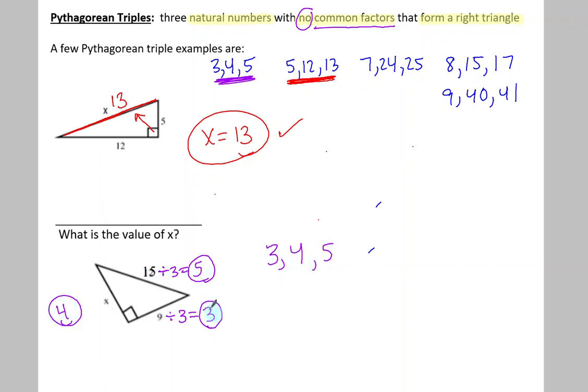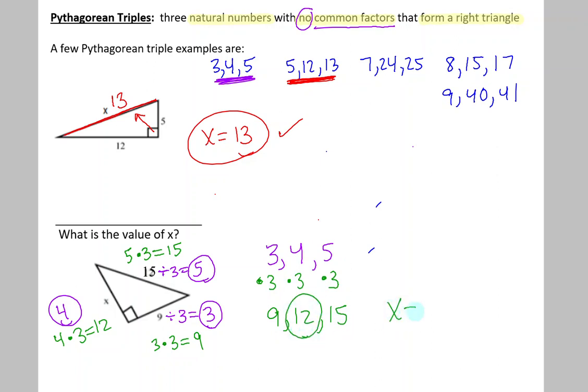But remember that to get the 3 and the 5, we had to divide these numbers by 3. To go back, 5 times 3, multiplying, gives me 15. On this side, 3 times 3 gives me 9. And over here, 4 times 3 gives me 12. So by multiplying all three sides of this Pythagorean triple by 3, I get 9, 12, 15, and can see that the missing length is 12. So x equals 12. And without having to use the Pythagorean theorem, I have efficiently solved this problem.